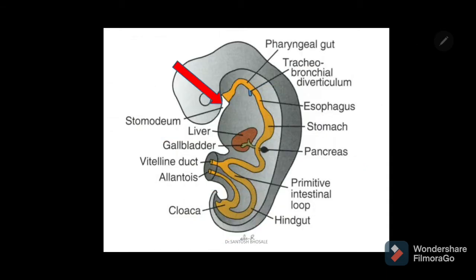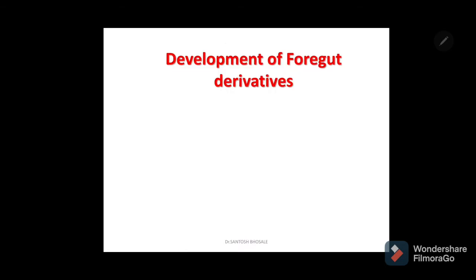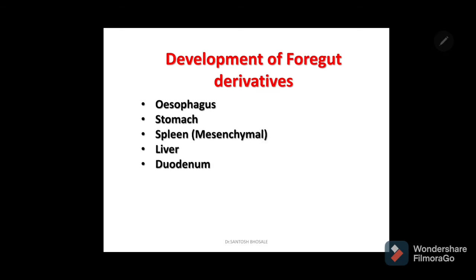Now you can see the foregut part communicates with the primitive oral cavity by the buccopharyngeal membrane, that is stomodeum, and the hindgut communicates with the proctodeum by the cloacal membrane. So coming to the development of foregut derivatives, here we will see development of esophagus, stomach, spleen.